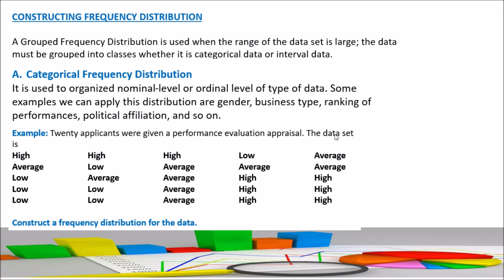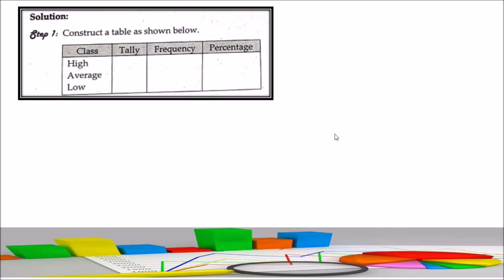There are 20 applicants who were given a performance evaluation appraisal. The data set is high, average, low, low, high, low, average, low, and so on until the last entries: average, average, high, and high. Then construct a frequency distribution for the data. Step 1, you need to construct a table as shown below. On the first column, you have the class, second column tally, third column frequency, and the last column is percentage. Under the column of the class, you have high, average, and low.